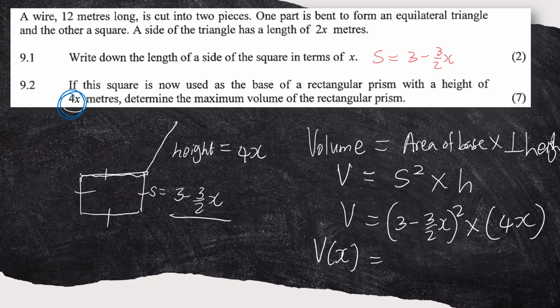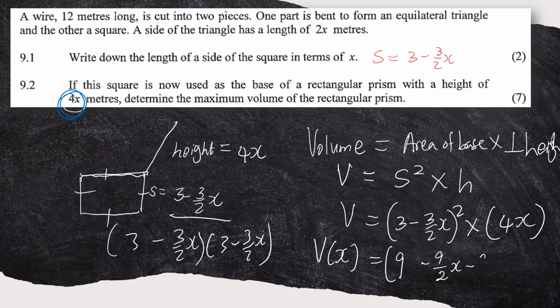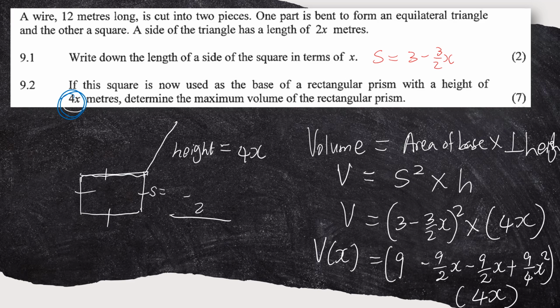So when you expand, it's going to be 3 times 3. When you expand, you open two brackets like this, 3 minus 3 over 2x, like that. Then that times that, 3 times 3 will be 9. Okay, so 3 times minus 3 over 2x will be minus 9 over 2x, then minus 9 over 2x, then plus 9 over 4x squared, and this is multiplied by what? By 4x. Okay, so let me just write this side.